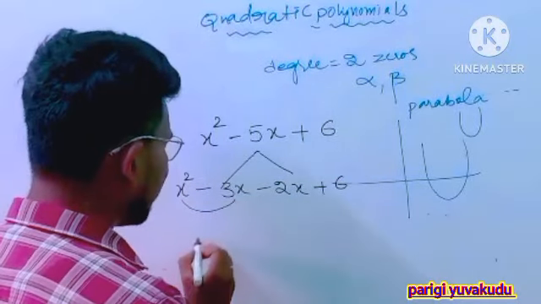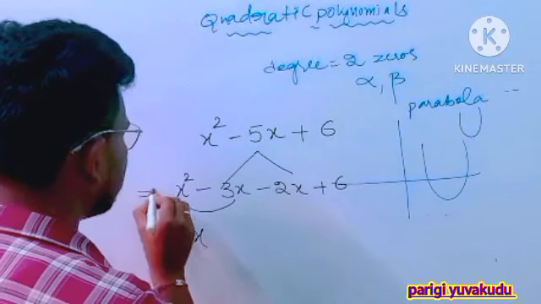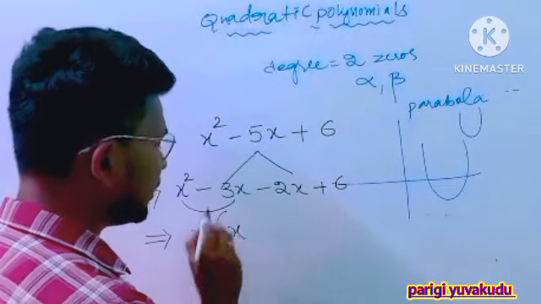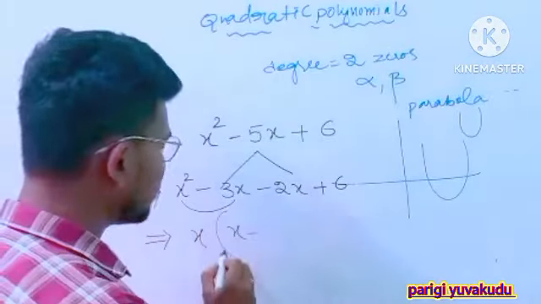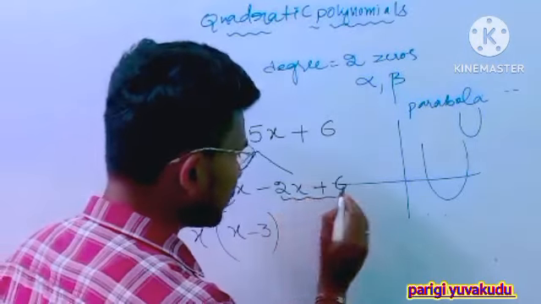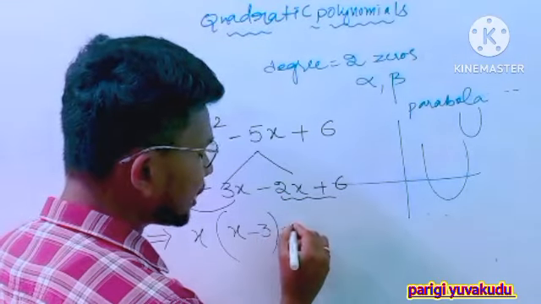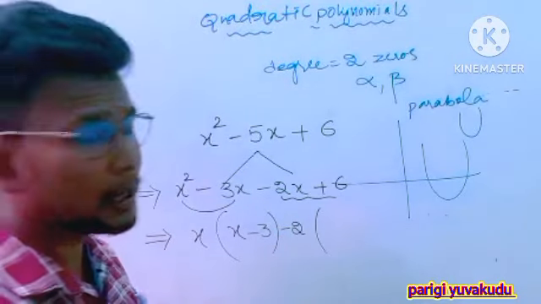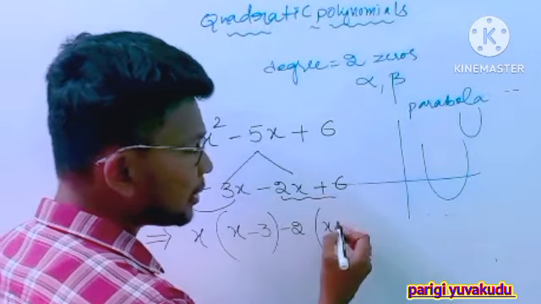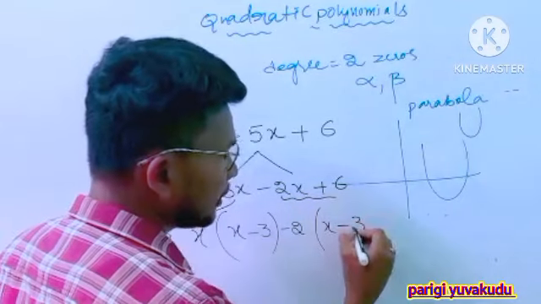Now in the first two terms, x is the common term. In the first term the remaining term is x. In the second term the remaining term is minus 3. Now in the third and fourth terms, minus 2 is the common term. If minus 2 is common, the remaining term is x. Here plus is there, here minus is there. Plus into minus, minus into minus plus. Now 2 threes are 6.